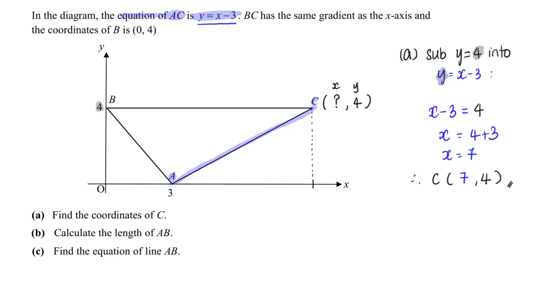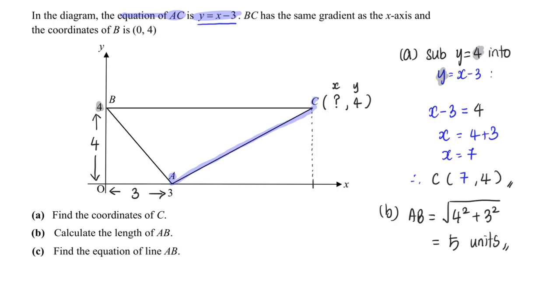Calculate the length of AB. Well, the most straightforward method would be, you can see that this is 4 units and this is 3 units, isn't it? So I could easily tap on my knowledge of Pythagoras theorem. 4 squared plus 3 squared, and I square root them. 5 units. Done.